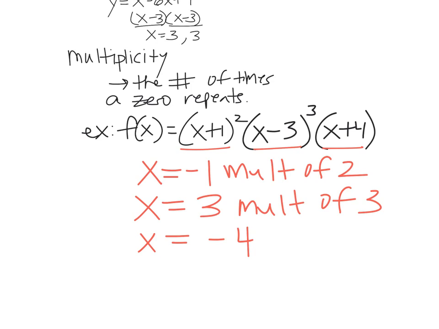Do you know what the degree of this polynomial is? 6. These are all being multiplied together. If I were to spend my time foiling this out, which I would never do, you're going to get 3 and a 2 and a 1 here. There's 3, 4, 5, 6. Degree is 6 here. And there's 6 zeros. They're multiplicities, but there are 6 of them.